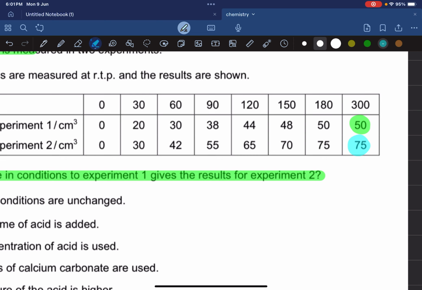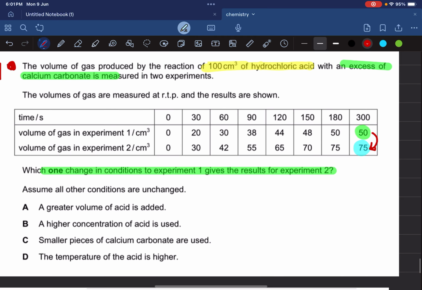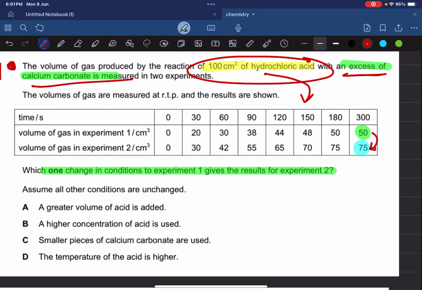The first thing that I know is that my acid has been increased. Magnesium is not increased because magnesium is in excess. Increasing magnesium cannot increase my amount of gas produced. Increasing the acid, the limiting reactant, is going to increase my gas. So first thing I know is that the concentration, the amount of my HCl has been increased.